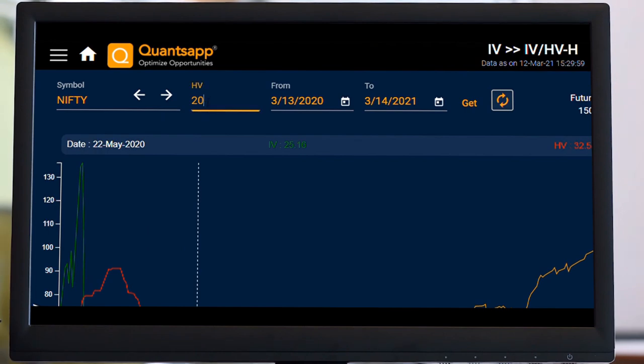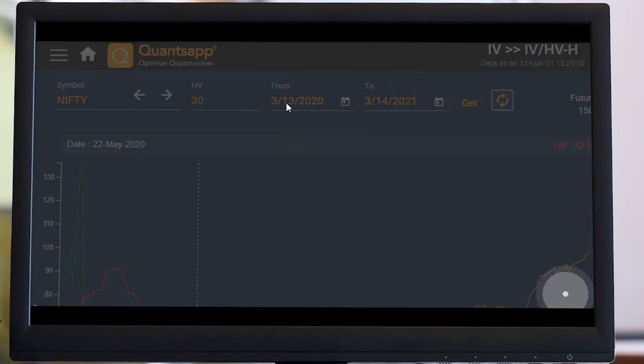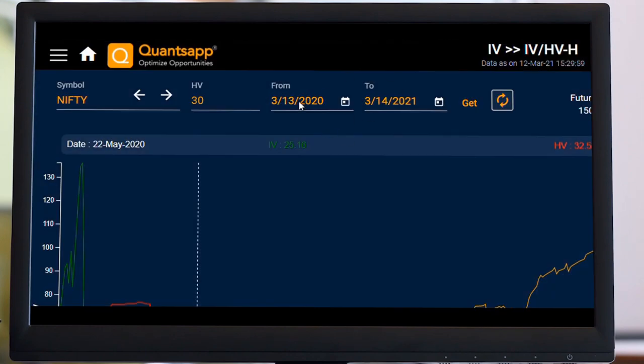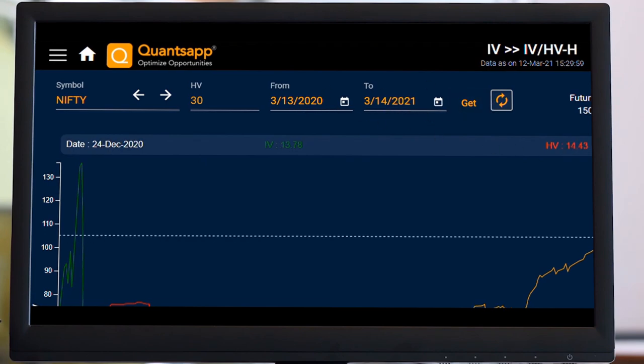You can change the historical volatility days you want to take into consideration while calculating the HV, which is historic volatility. You can take it for 30 days as well. You can change the from date and to date. Now it will be showing us the data from 13th of March up till 14th of March 2021. I can change the from and to date.